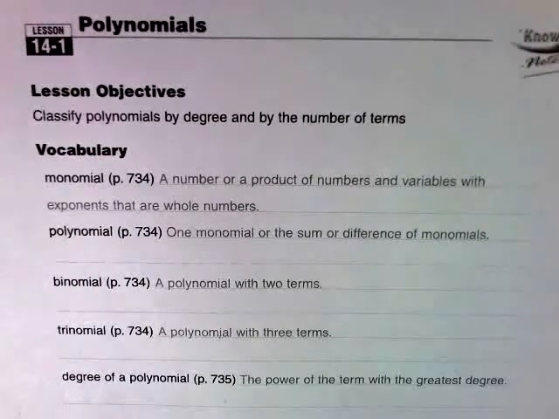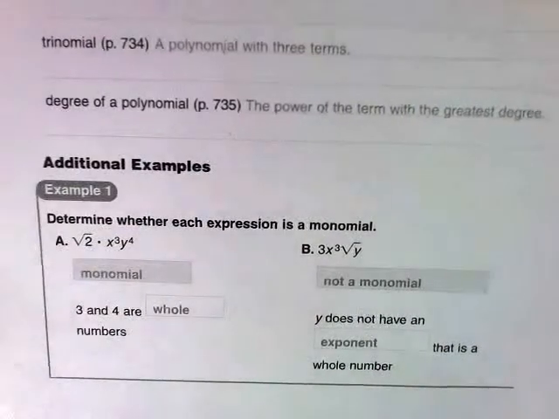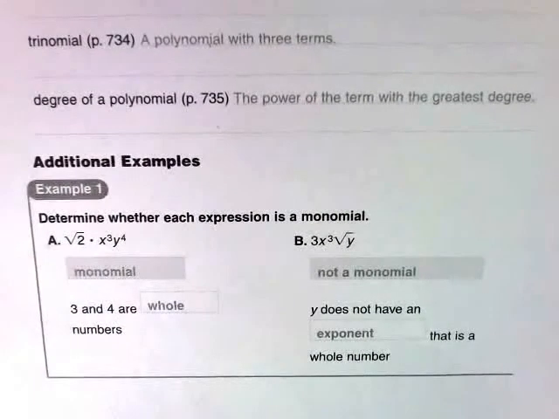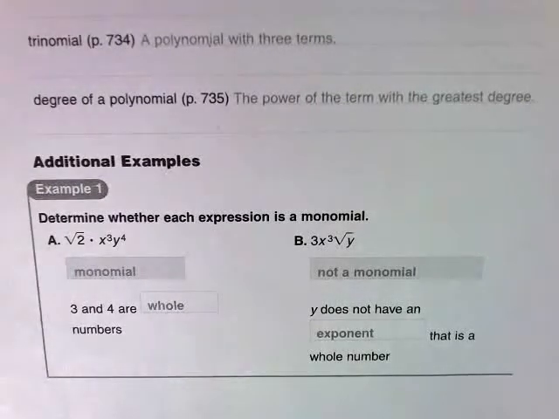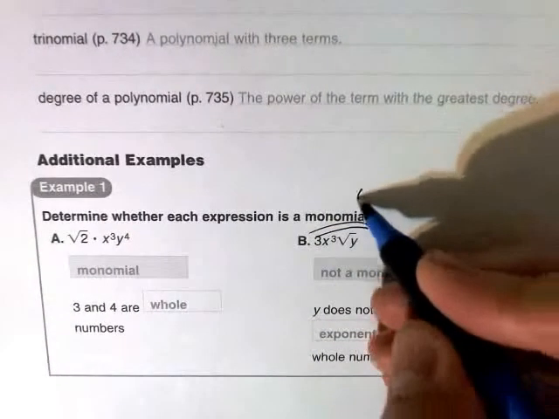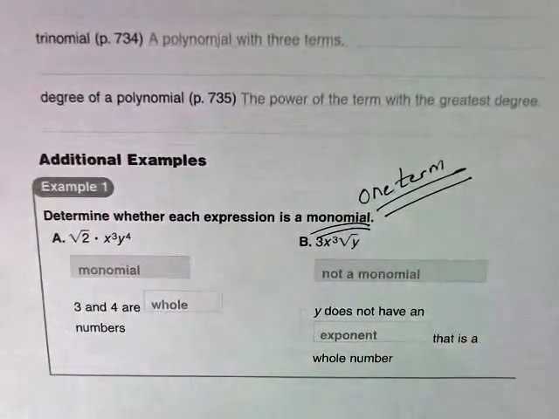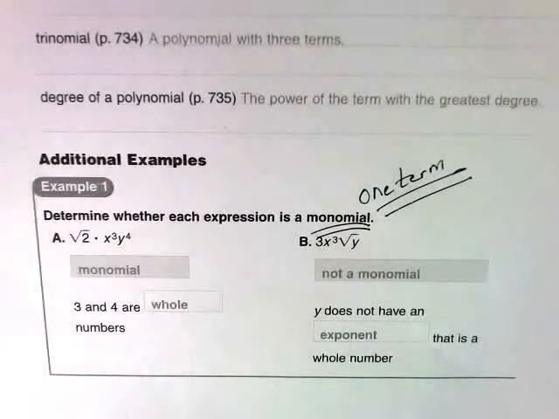Alright, so with definitions out of the way, let's go ahead and start taking a look at the examples here. Number one, we're supposed to determine whether each expression is a monomial. So number one, part A, we've got the square root of 2 times x cubed y to the 4th. Since this is a monomial, we're looking for one term. If we were to see addition or subtraction signs, you've got a problem. We don't see any addition or subtraction signs though, so we don't have any problems there.